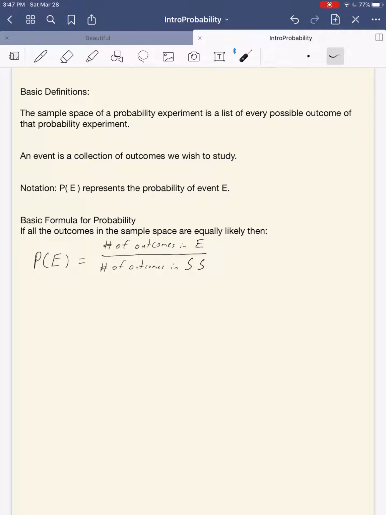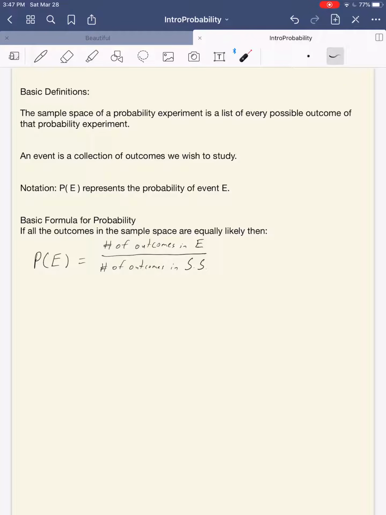All right, so we've got these basic definitions here. Again, the main things you should take away from this are: the sample space is the list of every possible outcome. The event is just the name for what we're actually studying. And there is this basic formula for probability that has one limitation: the outcomes in the sample space must be equally likely.